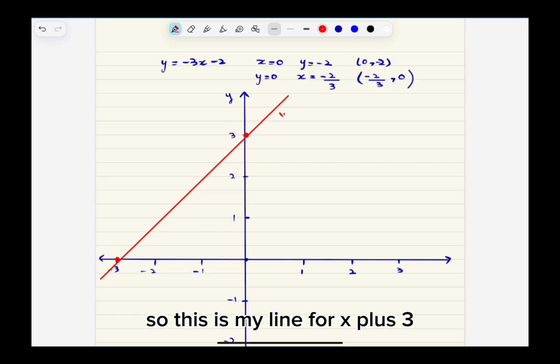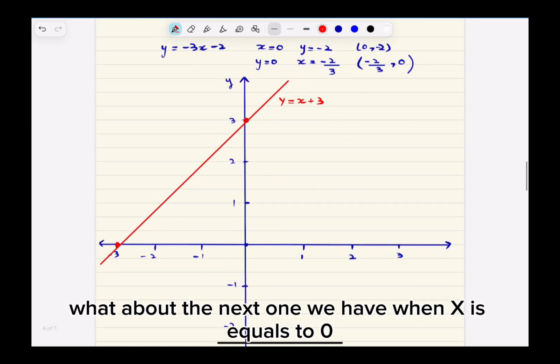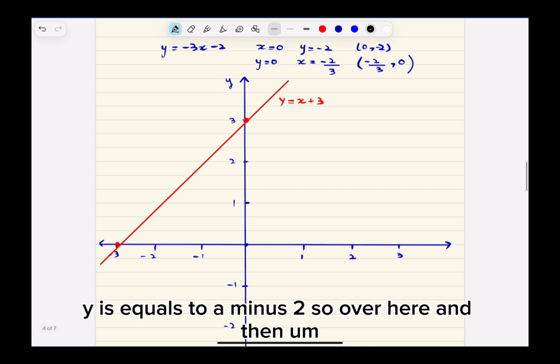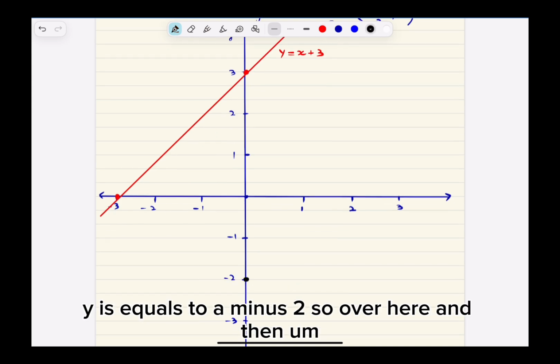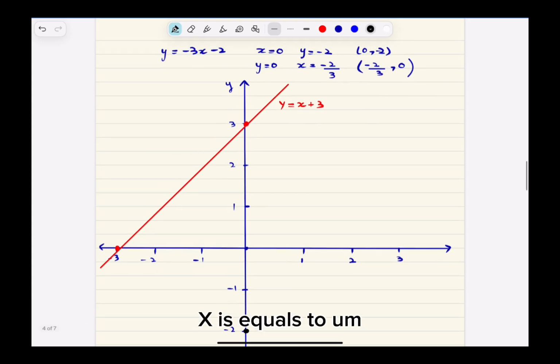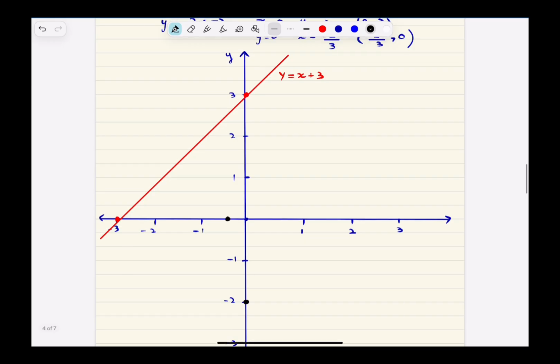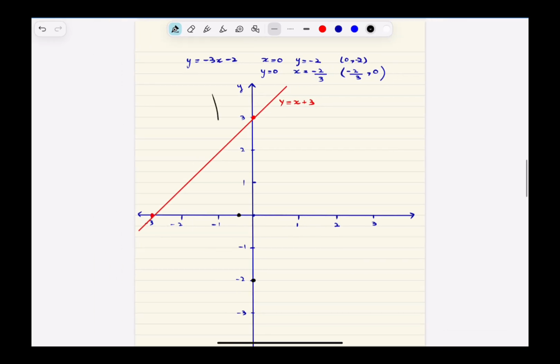So this is my line for x plus 3. I think it was x plus 3. Yeah. Okay, what about the next one? When x is equal to 0, y is equal to minus 2. So over here. And then x is equal to minus 2 by 3, or somewhere over here. So these are the two intercepts in this.